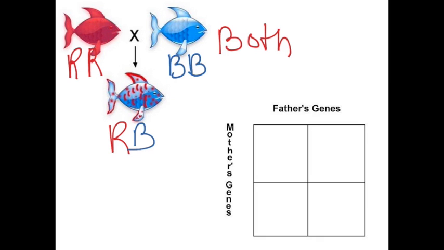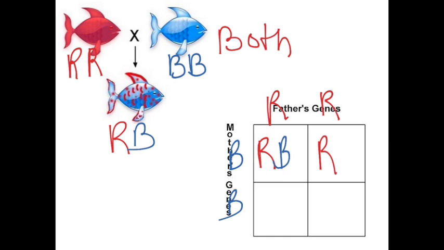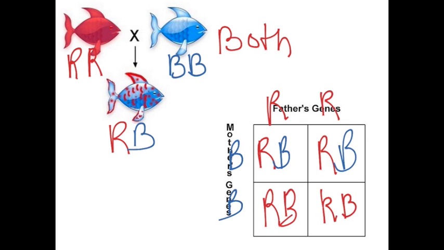So if we put the father's genes here, we see we have big R, big R. And the mom's genes are big B, big B. Again, same as when we do the Punnett square for incomplete dominance. We have R, B, R, B, R, B, and R, B. Each time you see, we have no chance of the red and the blue together making anything but a red and blue spotted baby.